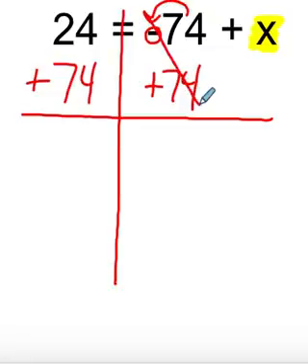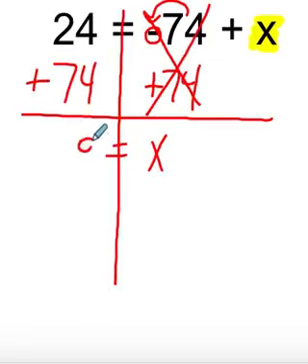Negative and a positive 74 cancel, so I'm going to bring the x straight down. And 24 plus 74 is 98.